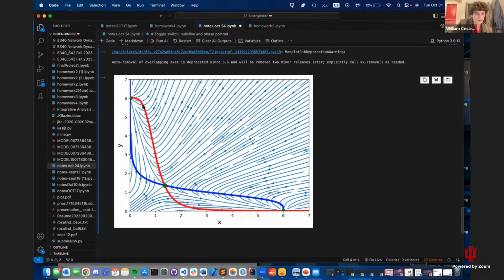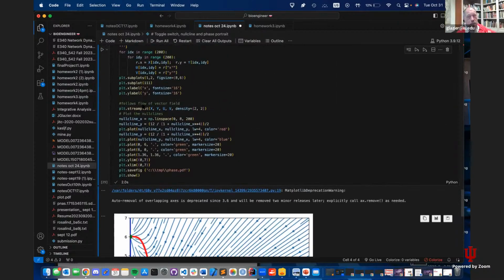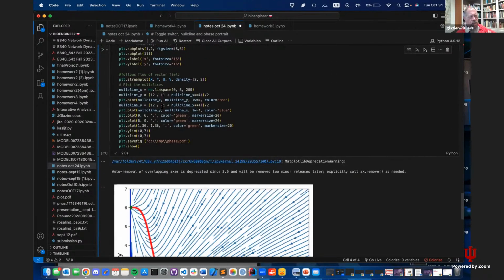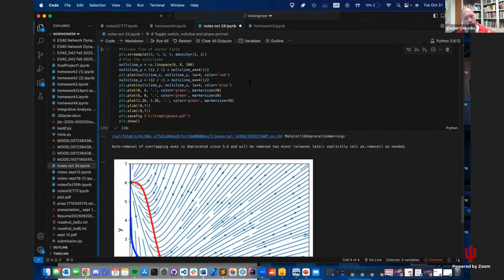Got it. Okay. It's easy to get confused with null lines because the y null line does the opposite of what you might naively expect it to do. Okay. Well, so what? So go ahead.